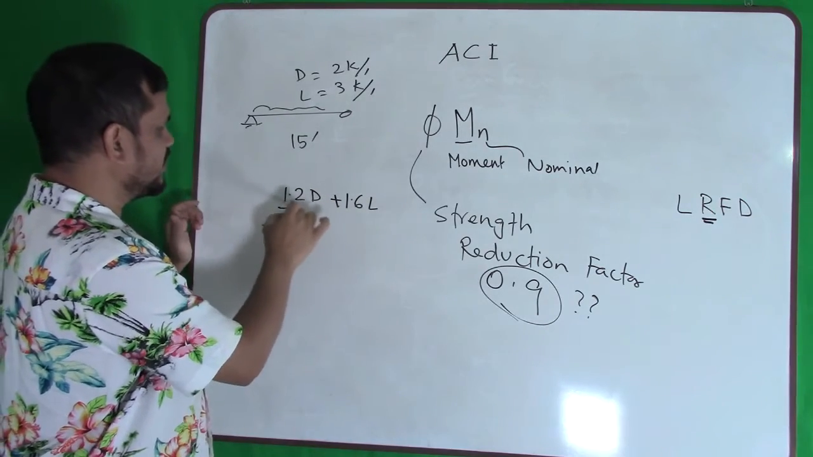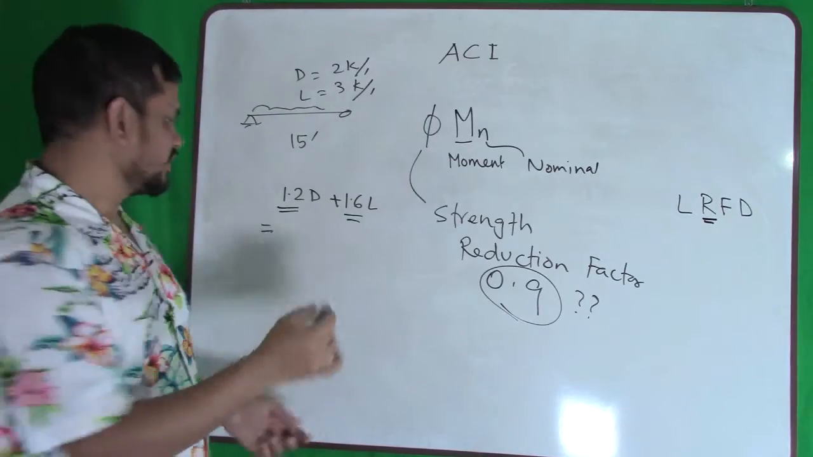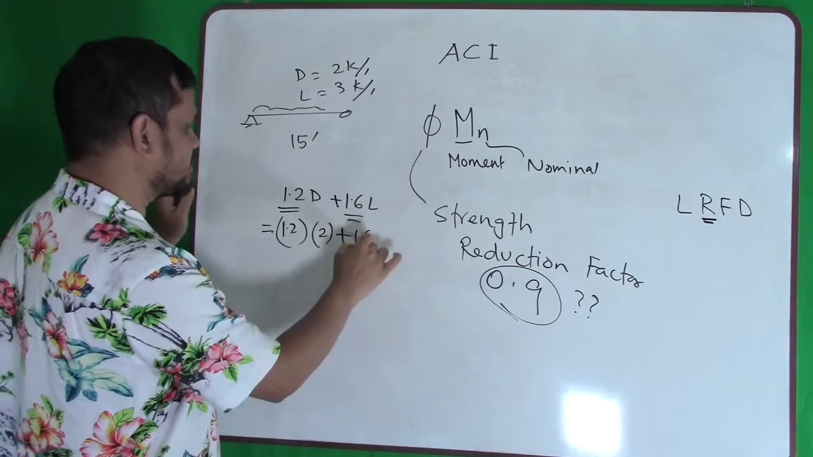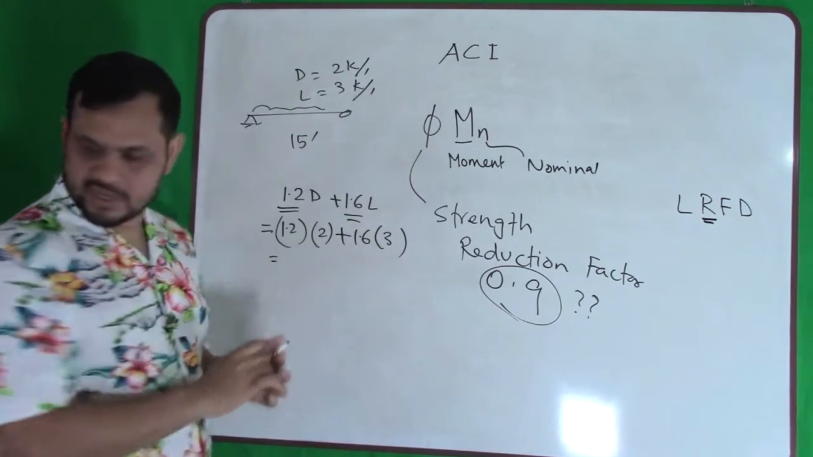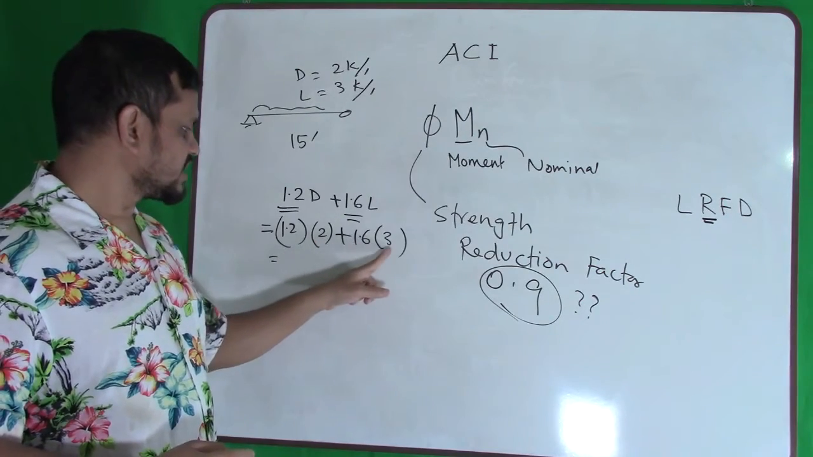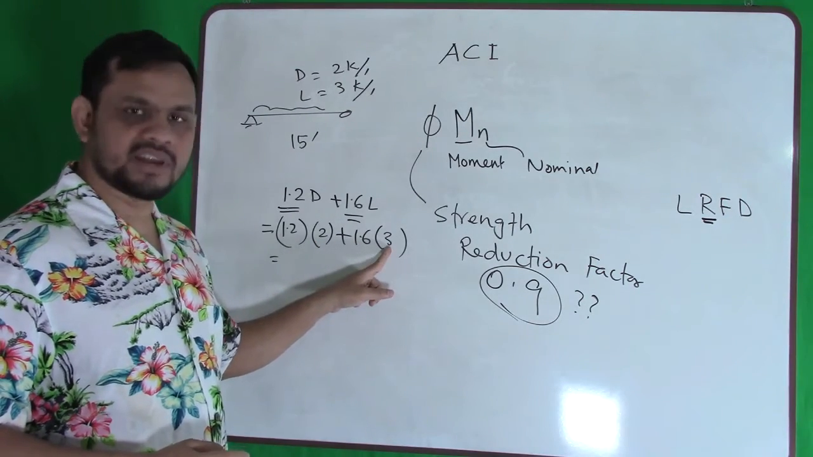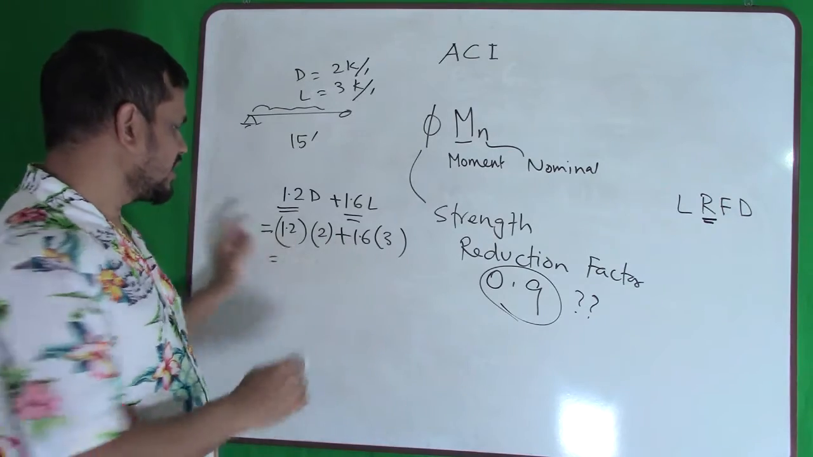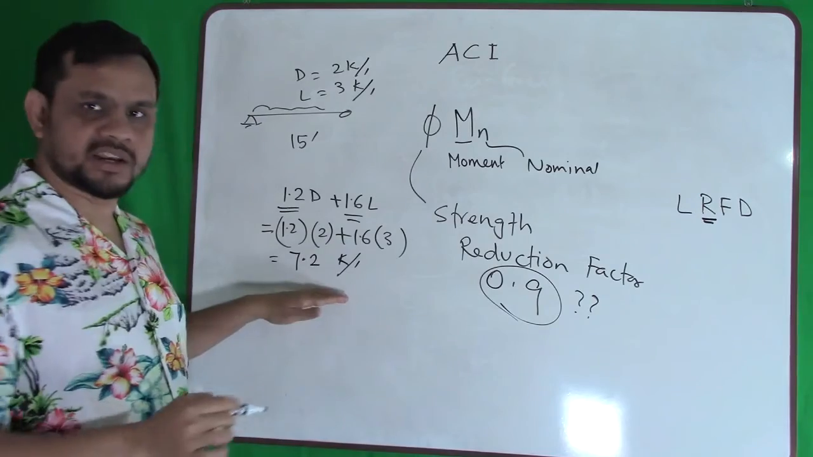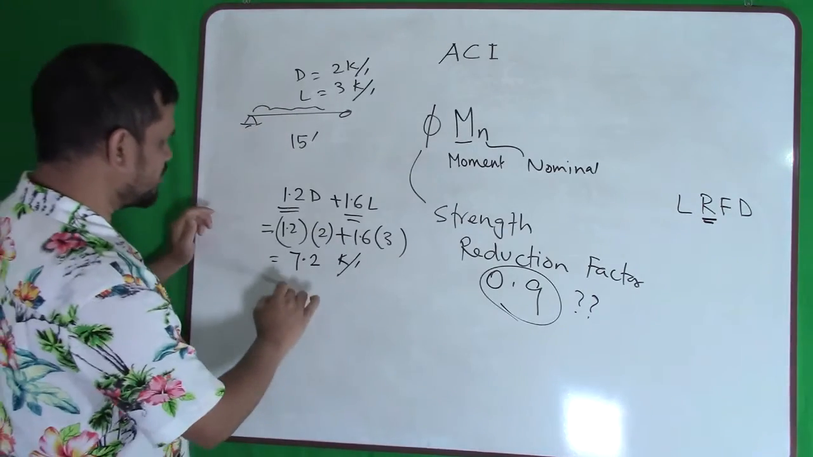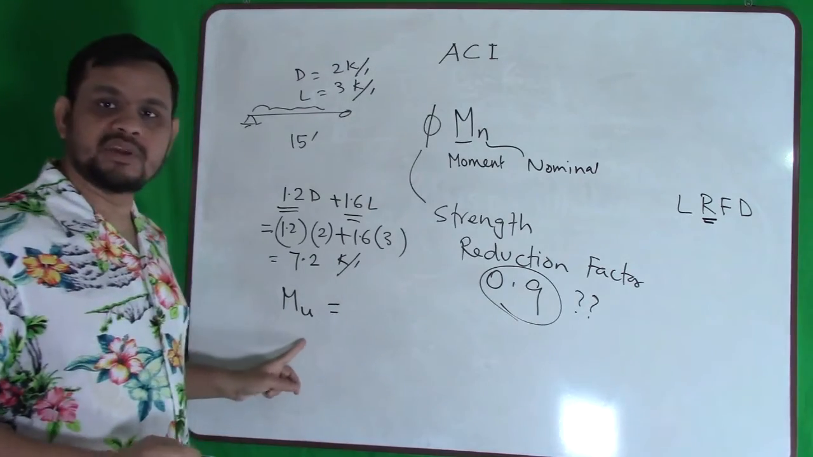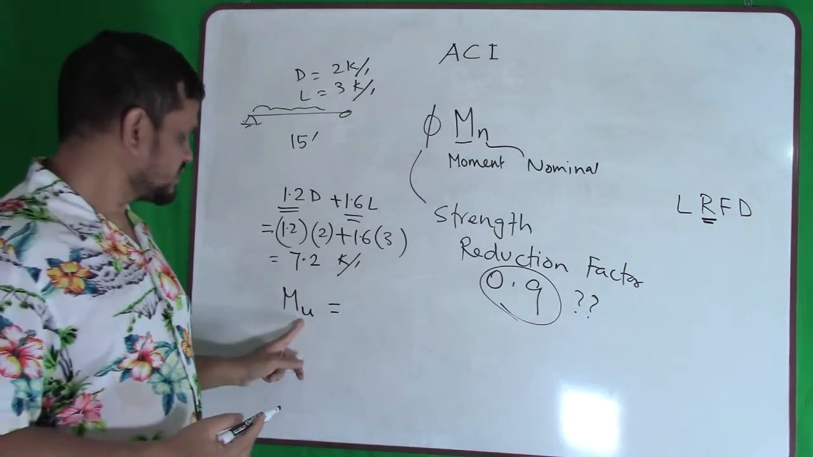So we will increase the load by factor. So 1.2 times 2, 1.6 times 3. If I do the calculation, 1.2 times 2 is 2.4, 1.6 times 3 is 4.8. So 2.4 plus 4.8 is roughly 7.2 kip per feet. Hopefully it is correct. Then we will calculate the moment. And this moment we call Mu, the factored moment.